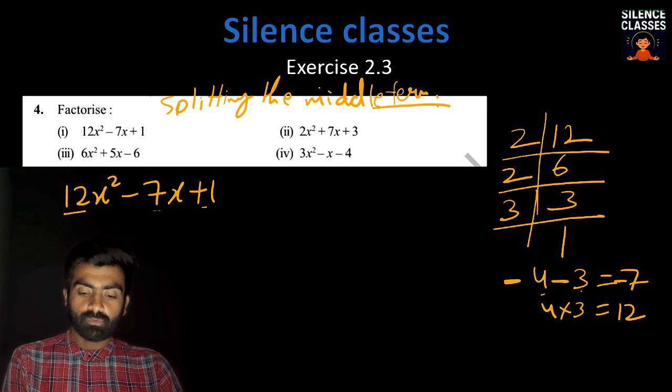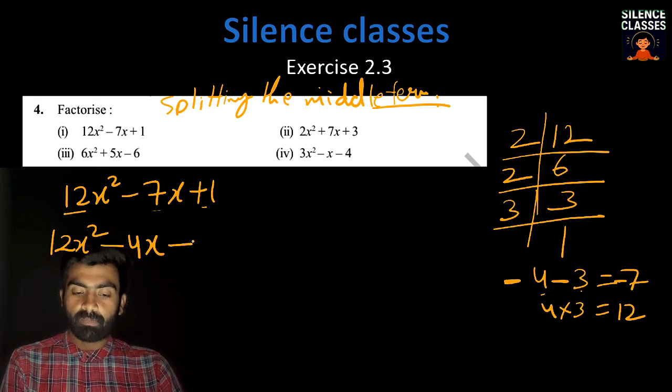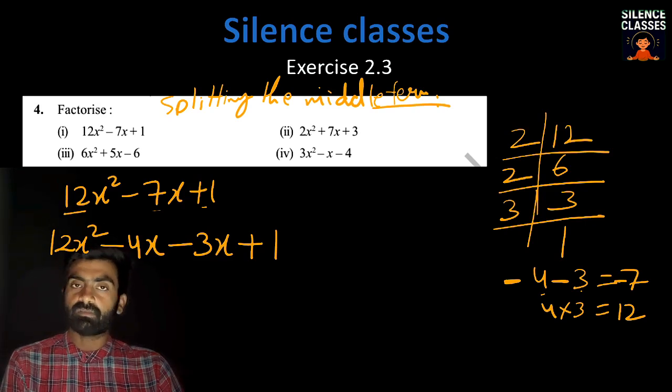Okay, so we will get 12x square minus 4x minus 3x plus 1. So you got that minus and minus, plus, minus 7 will be the answer. Once we solve this particular equation, we will get this only. So it means I'm absolutely correct. So we can take 4x as common over here.